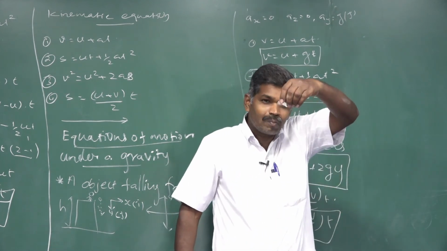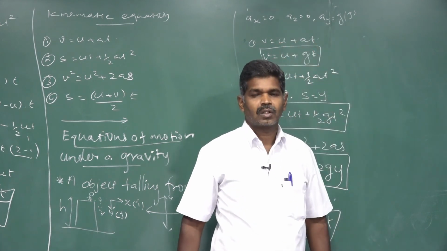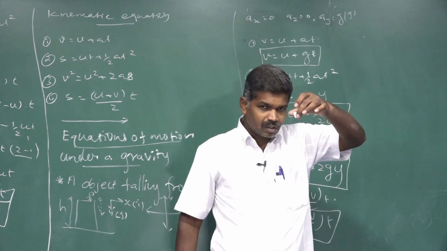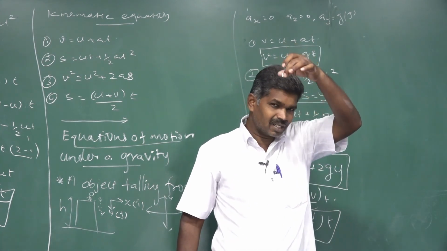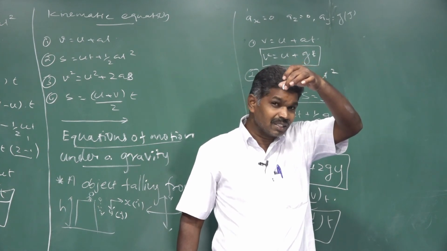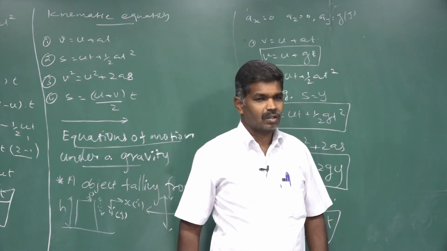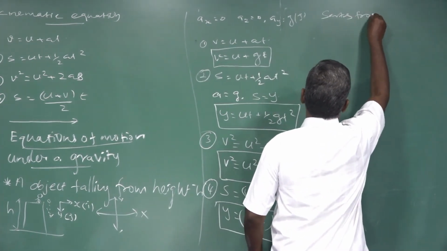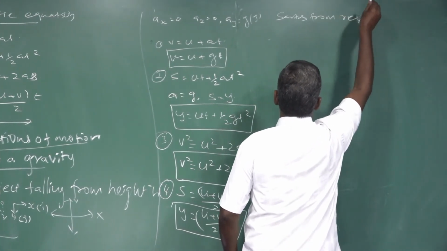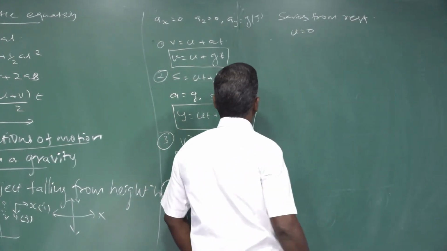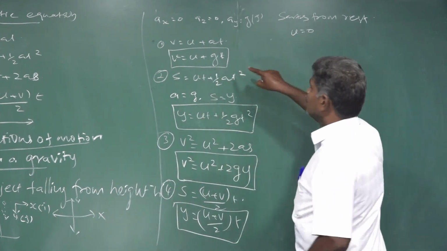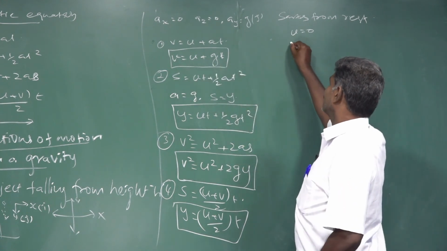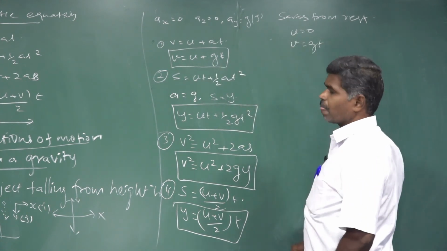If you leave an object from your hand, the motion starts from rest. If you leave a chalk piece from your hand from a certain height, that initial velocity is 0. Starts from rest means u is equal to 0. What about these four equations? Here v is equal to u plus gt, the u value is 0. That's why v is equal to gt itself.